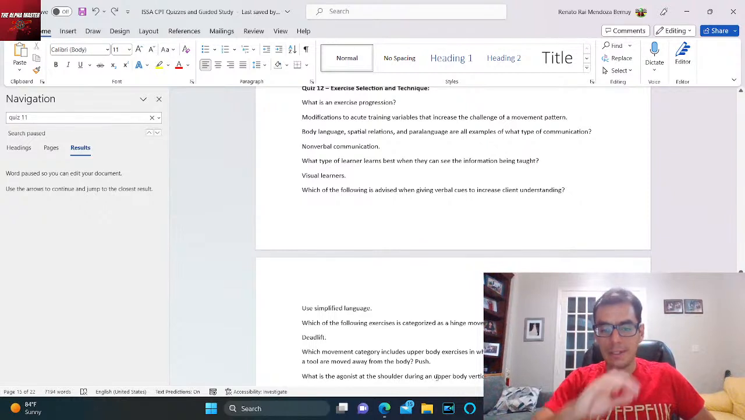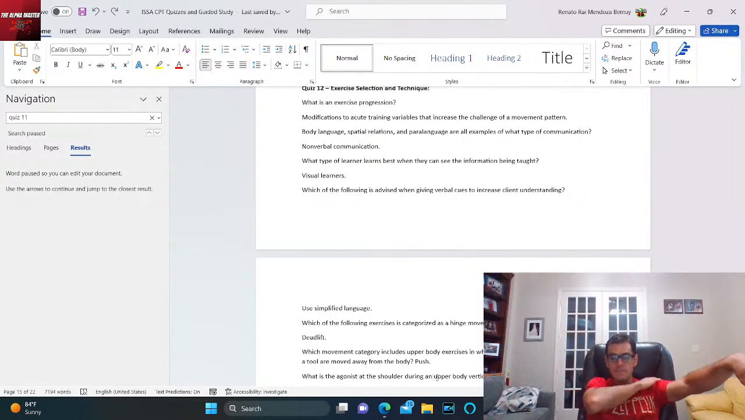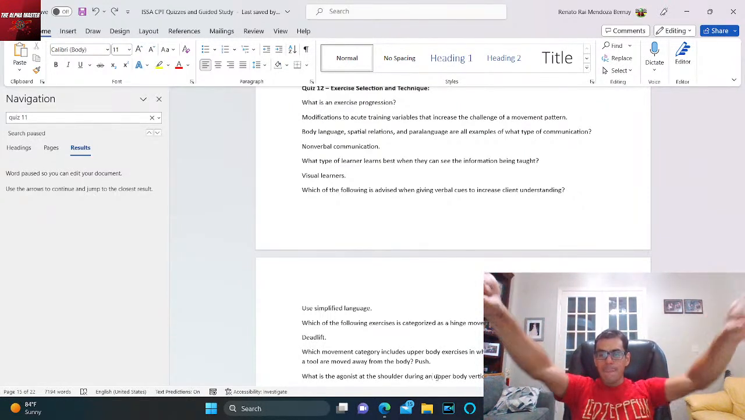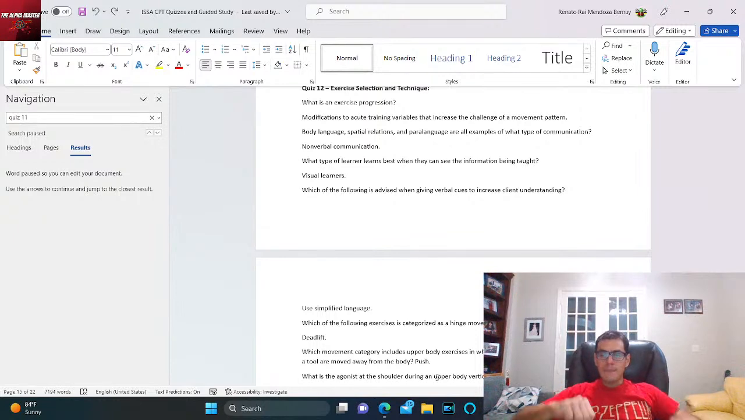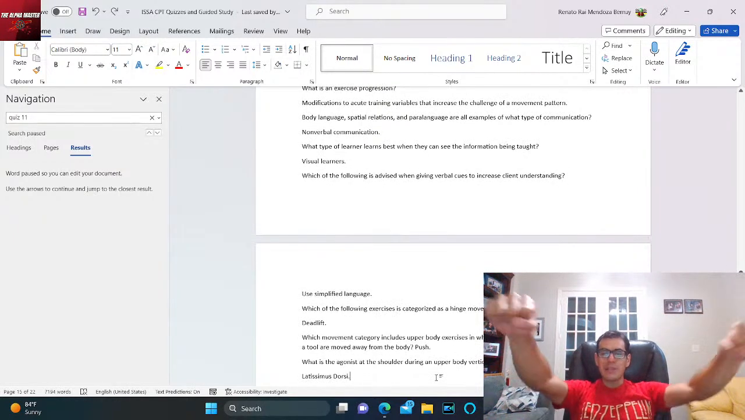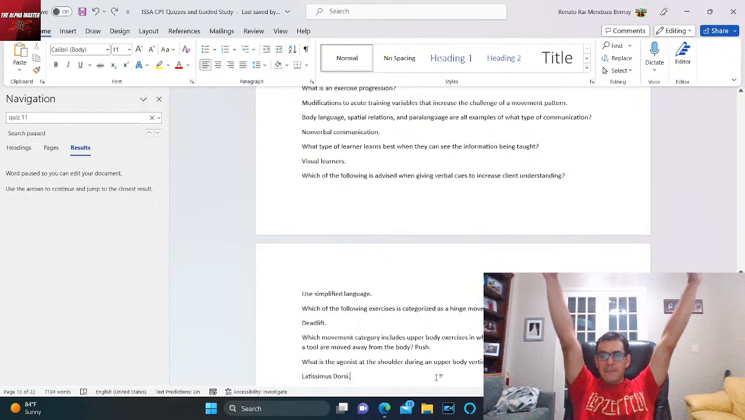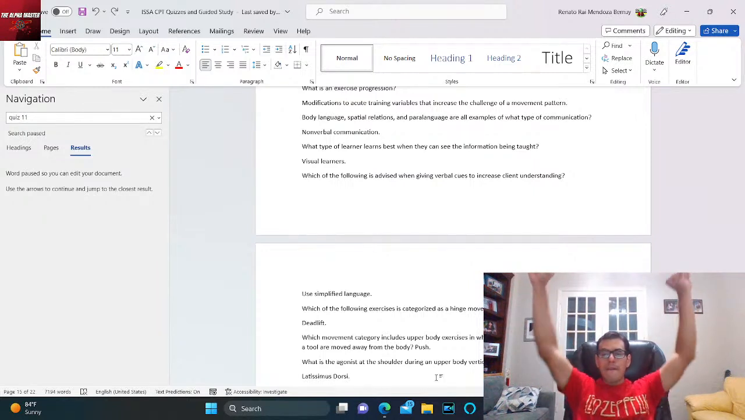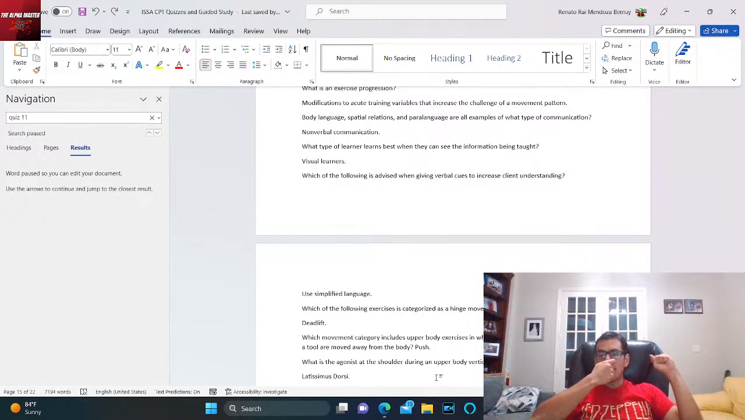What is an agonist at the shoulder during upper body vertical pulling movements? An agonist at the shoulder during an upper body vertical pulling movement is going to be the latissimus dorsi.